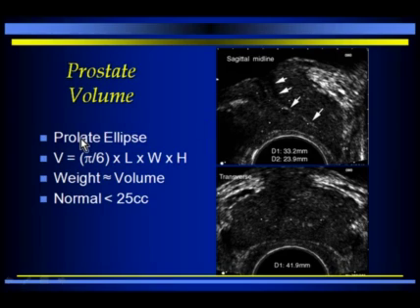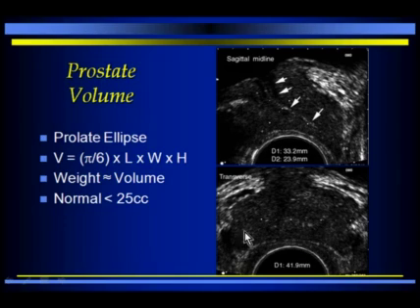Okay, so prostate volume. You're going to get two images of the prostate. This is the sagittal image on a transrectal view. Bladder's up here, apex of the prostate's down here. We see the urethra coming through the prostate. That's what the arrows show you. You're going to measure a cranial to caudal dimension. You're going to measure an anterior to posterior dimension. Those are two dimensions of the prostate.